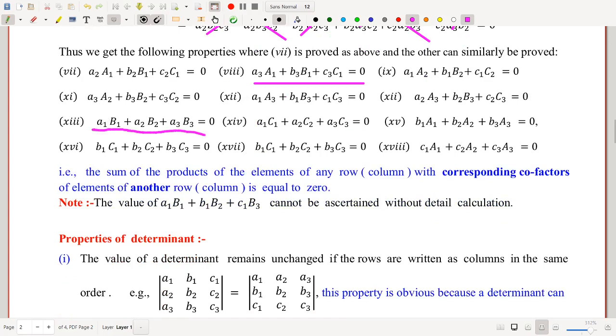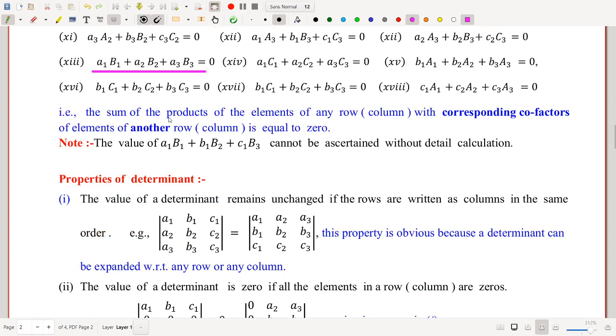Number 13, if we see, small a1, a2, a3 are elements in the first column, and capital B1, B2, B3 are cofactors of the elements in the second column. The sum of products is 0. Similarly, others. So in short, we can say this: the sum of the products of the elements of any row with corresponding cofactors of elements of another row is equal to 0. Same thing is true for columns.